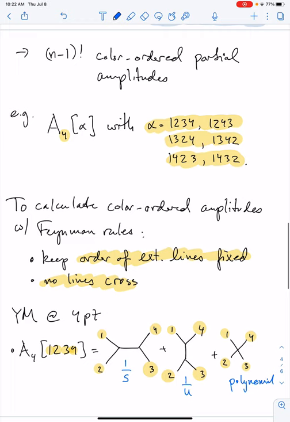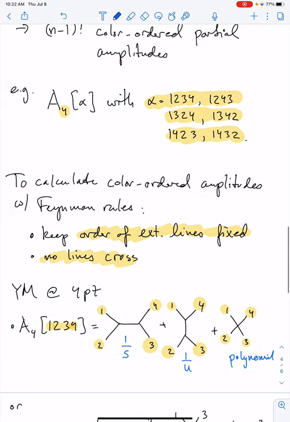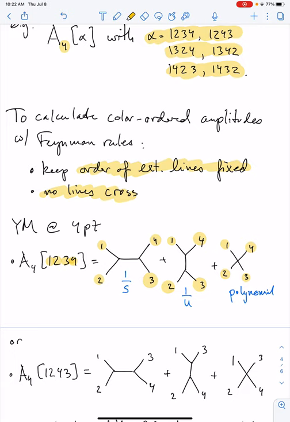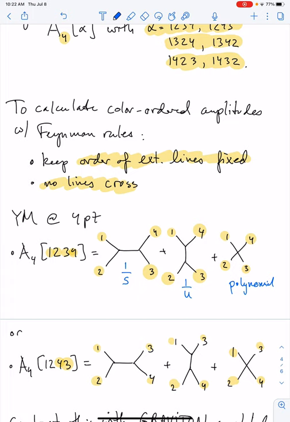In particular, what I want to emphasize is the pole structure. There's an S-channel pole, a U-channel pole, but a T-channel pole would involve either that I reorder the external lines or that I cross two lines, and that is not allowed by the color ordering. On the other hand, if I were to switch the ordering such that now I switch the order of lines 3 and 4, then my diagrams will now read 1, 2, 4, 3 in their ordering. And now we see that, unlike the other case, I have a T channel, as well as the S channel, as well as possibly polynomial terms.